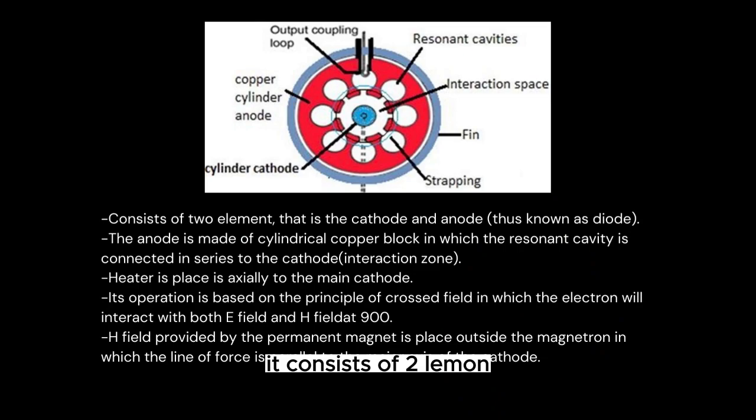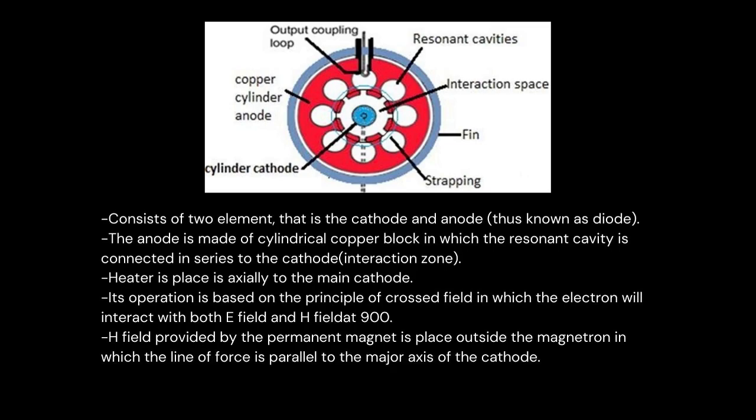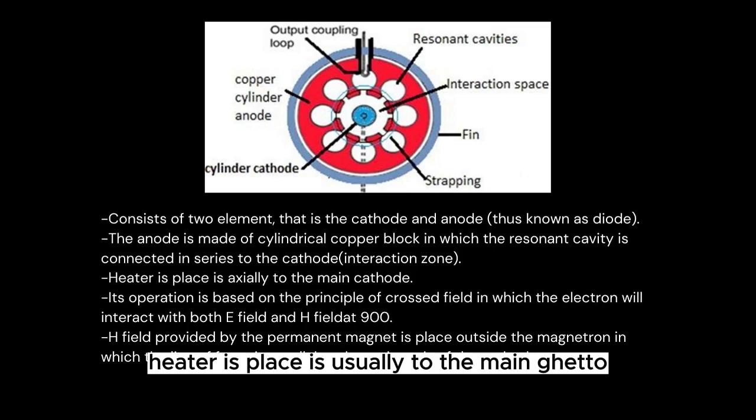It consists of two elements, that is the cathode and anode, thus known as a diode. The anode is made of a cylindrical copper block in which the resonant cavity is connected in series to the cathode interaction zone. Heater is placed axially to the main cathode.